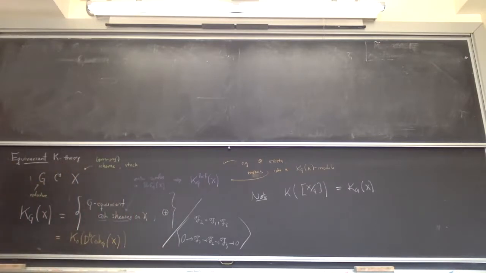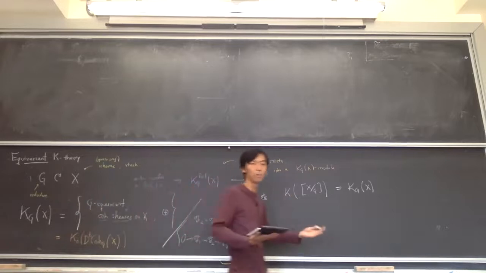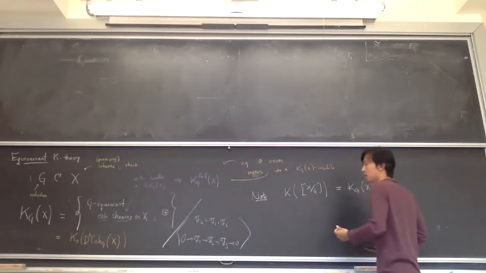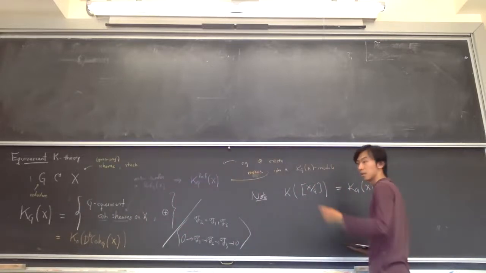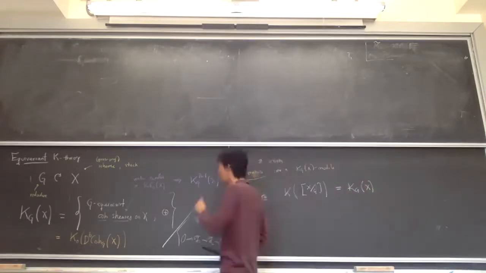Let me now try to compare and contrast this with equivariant cohomology, which I'm assuming more of you might be familiar with. So far, it's just an abelian group.